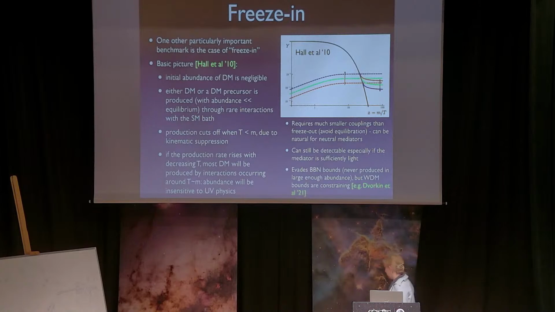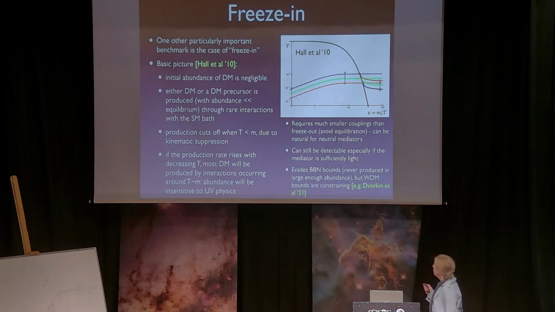So for this kind of IR-dominated freeze-out, you want a situation where you don't produce very much dark matter in the early universe, the interactions become more important with time, but then they get cut off by kinematics. You can also have other variations of freeze-out where you do produce more of the dark matter in the UV.